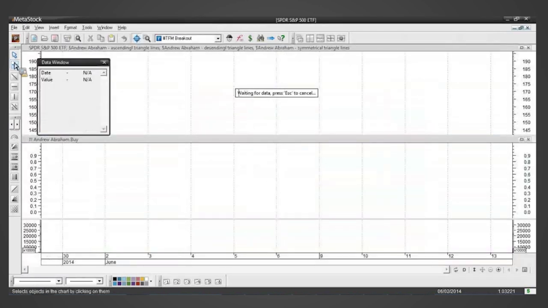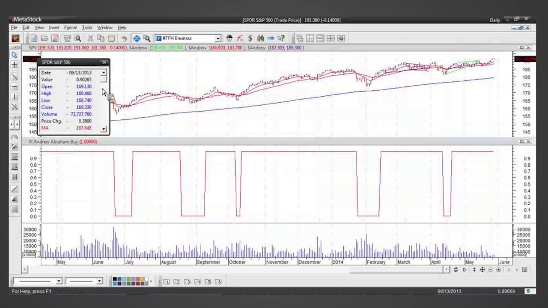Let me just show you this again, just to reiterate. If you're not a MetaStock user, you've got to start. This is an awesome program, and the support is awesome. They helped me with this actual indicator, which will tell you when you should be in the stock market. And it's not rocket science. You are going to get whipped at times, but you're going to avoid the ugly bear markets.